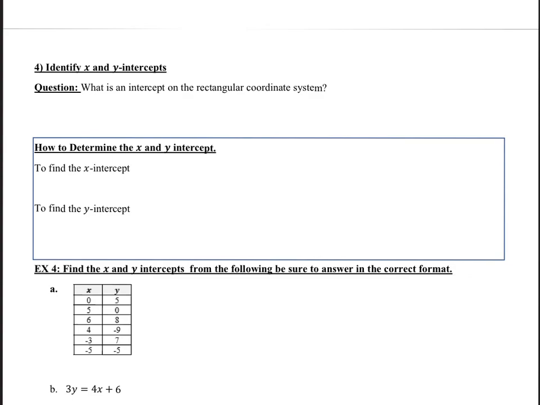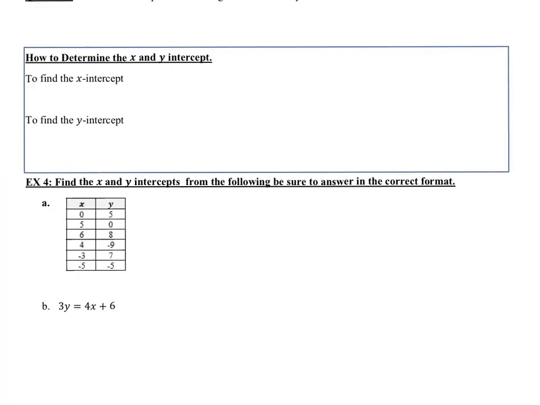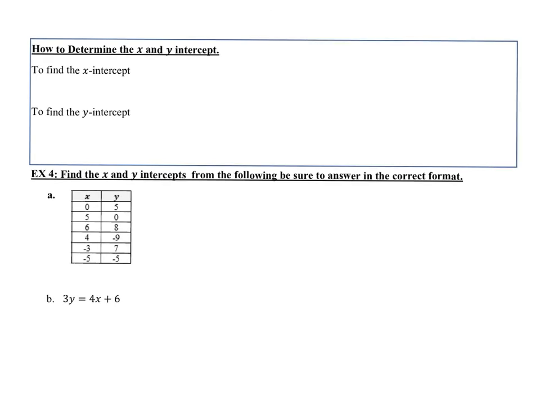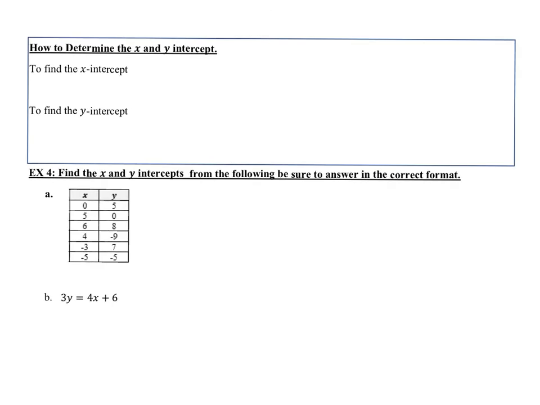Alright, now let's take a look at how to determine the x and the y-intercept, which we just went over. So writing this out, to find the x-intercept, set y equal to 0 and solve. Now this is for equations. So you would end up with your x-intercept value, comma, your y value of 0 as your coordinate point. Now to find the y-intercept, it's the exact opposite. Set x equal to 0 and solve.